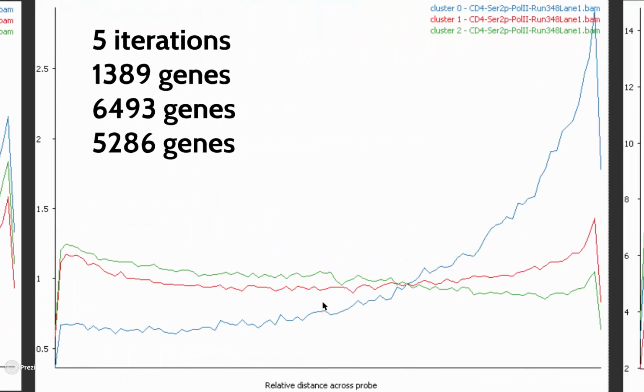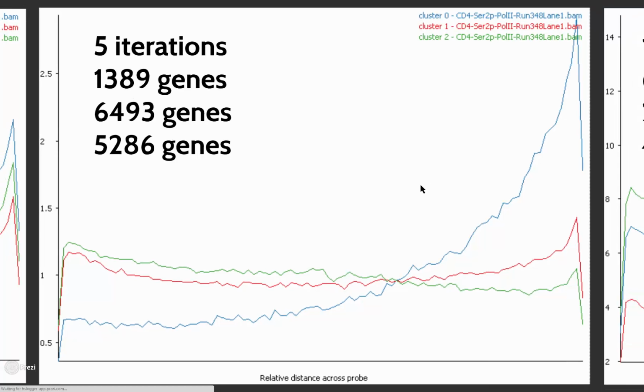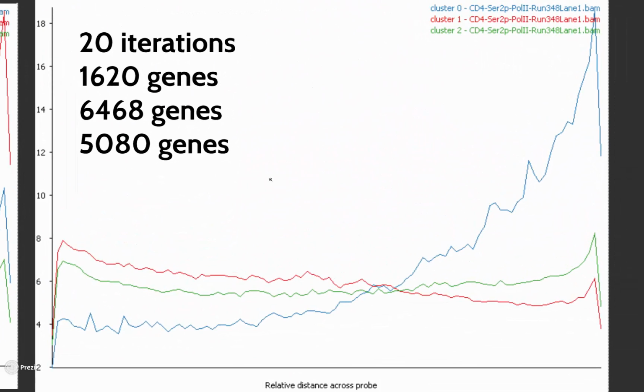We can see after 5 iterations that this process has become even more divergent, and we see that for 2 of the clusters they're pretty similar, but for this cluster 0, which involves 1,389 genes, so the fewest number of genes, we see that serine-2 phosphorylation is most concentrated near the 5' side, the terminal side. After 20 more iterations, we see that the clusters aren't changing a whole lot, and that the distribution across the probe is relatively standard.